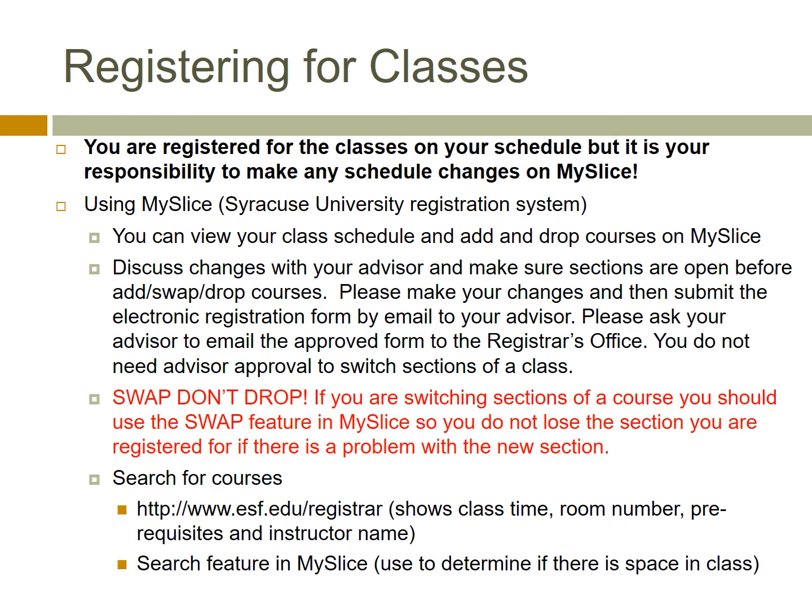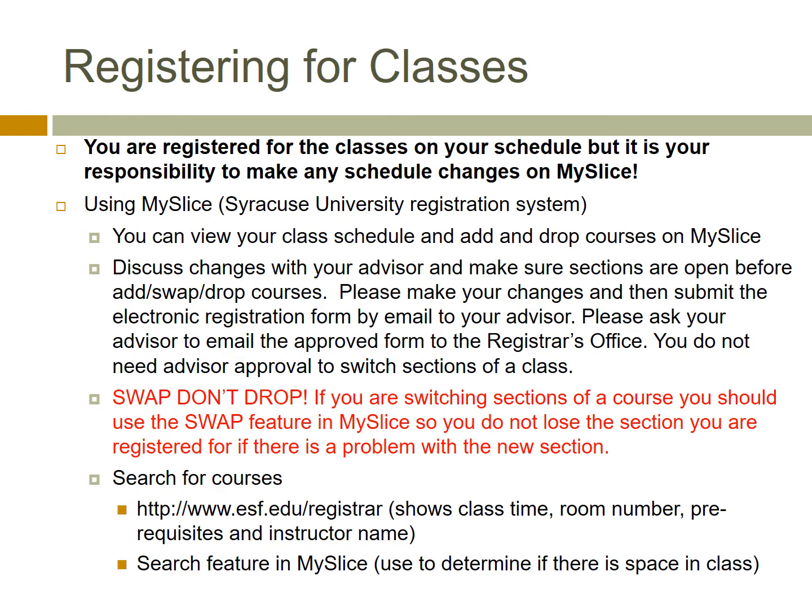I strongly recommend that you swap but don't drop if you are just switching sections. This will allow you to keep the seat that you have in case there's an issue with the one that you're trying to add. Seats can go very quickly, and the section that you think is open might be full by the time you go to finalize your registration, or there may be a time conflict you didn't realize, and if you had dropped that section, someone else may have picked up your seat and then you won't have one.